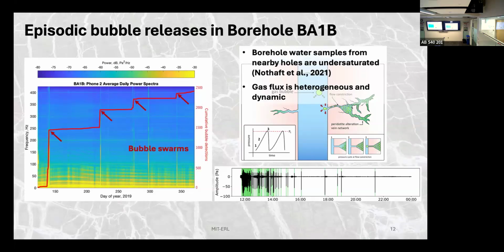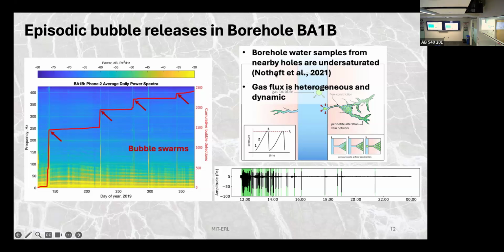However, these results can be reconciled if we assume that the gas flux in the formation is dynamic over time. For example, here we don't see any free gas for most of the observation time in this borehole. We only see it at the times when the gas bubbles were released into the borehole. And if we happen to come at any point outside of those time ranges, you just won't see any gas.